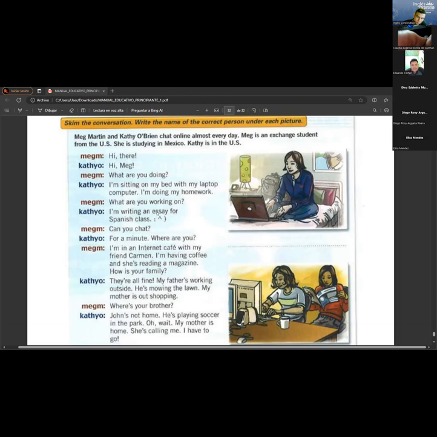Hi there. Hi, Meg. What are you doing? I'm sitting on my bed with my laptop computer. I'm doing my homework. What are you working on? I'm writing an essay for a Spanish class. Can you chat for a minute? Where are you? I am in an internet cafe with my friend Carmen. I am having a coffee and she is reading a magazine.